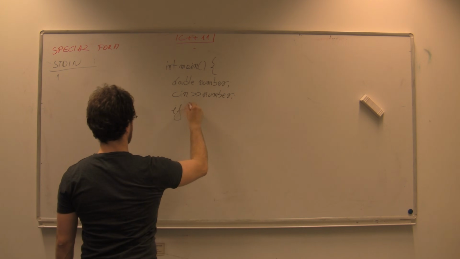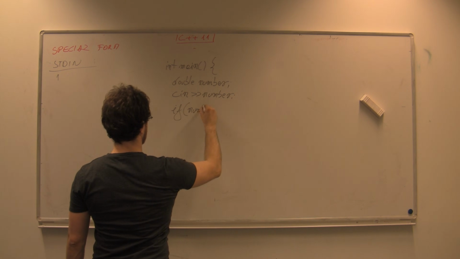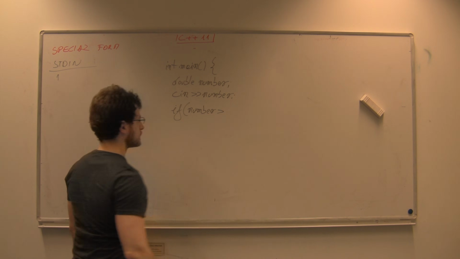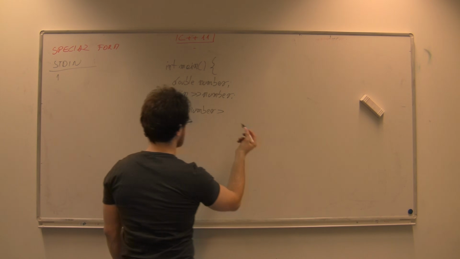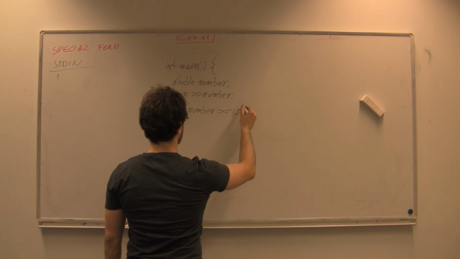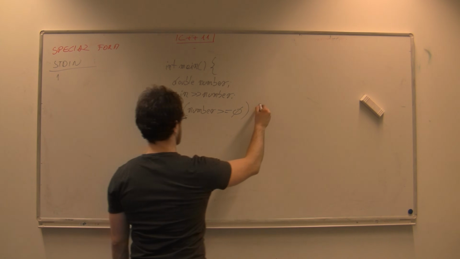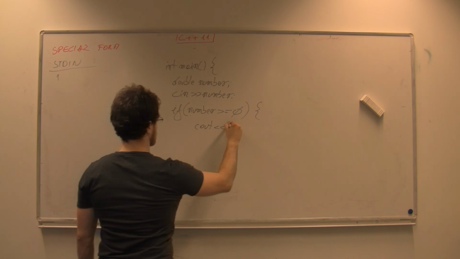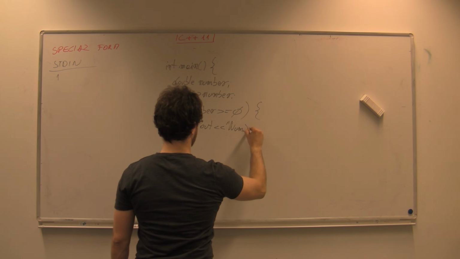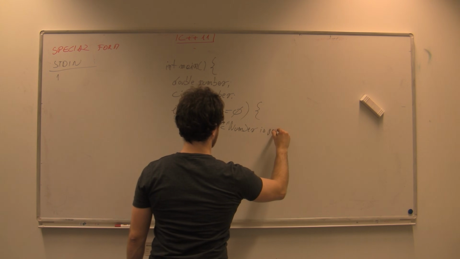If this number is positive, let's in this case agree that 0 is also positive, we will print out the message: Number is positive.